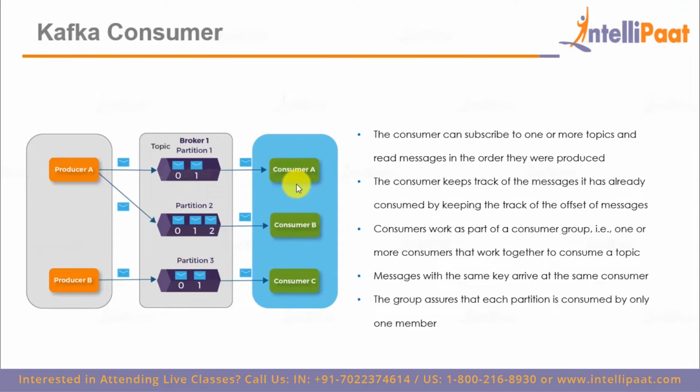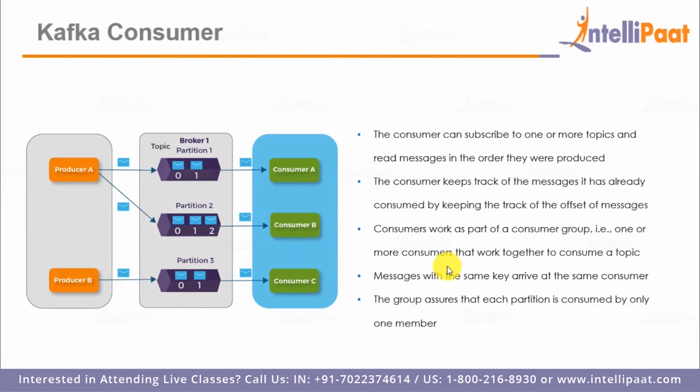And the consumer can keep track of all of the messages it has already consumed by keeping track of the offset of messages. So let's say consumer A reads this message which has offset value 0. Now to remember that it has already read the message at offset value 0, what it will do is it will keep a glance at the offset value. And since it knows that it has already read the offset value 0, then it will go to the next offset and it will read the message which is present at offset number 1.